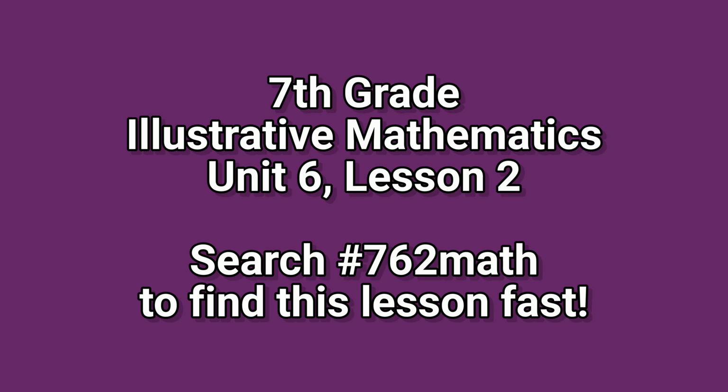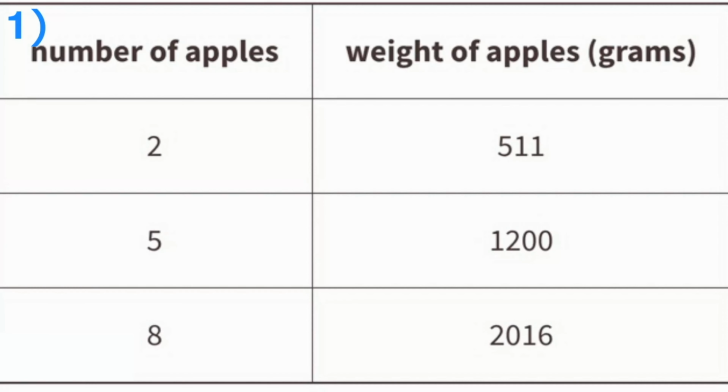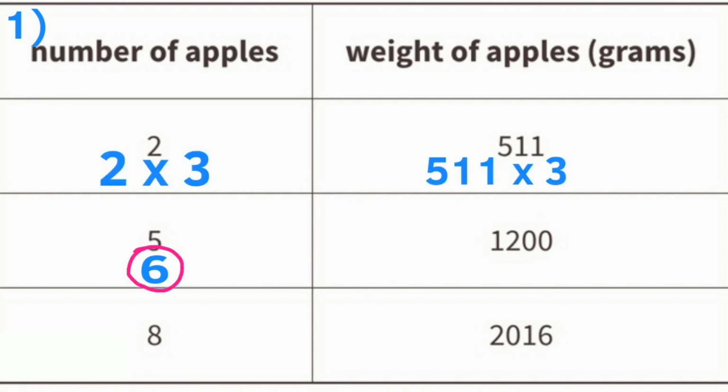7th grade Illustrative Mathematics. Unit 6, Lesson 2, Practice Problems. Number 1. The table shows the number of apples and the total weight of the apples. Estimate the weight of 6 apples. Well, the weight of 2 apples is 511 grams, and 2 times 3 is 6. So 511 times 3 would give you the weight of 6 apples. 6 apples would weigh approximately 1,533 grams.